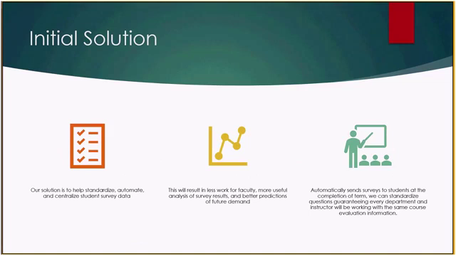Our solution is to help standardize, automate, and centralize student survey data. It will result in less work for faculty, more useful analysis of the results, and better prediction for future demands. We'll address this by having course evaluations automatically sent at the end of term, along with an additional survey reminding students about the current advisement resources on access.uwstout.edu and asking general use questions regarding scheduling and facility use.